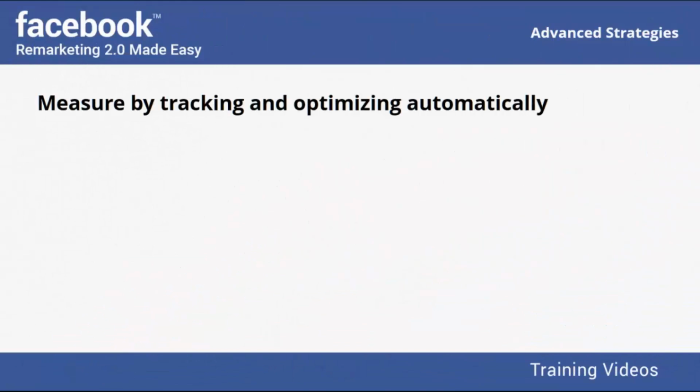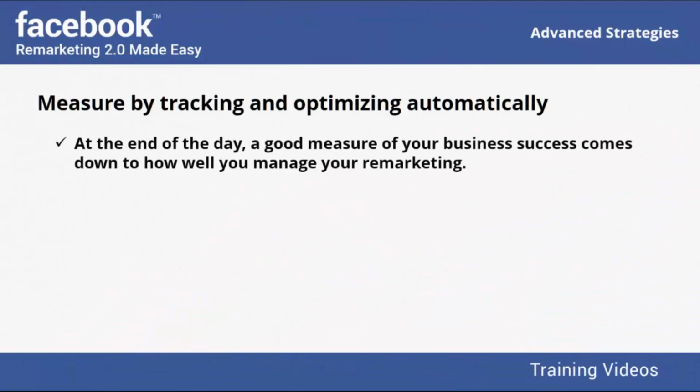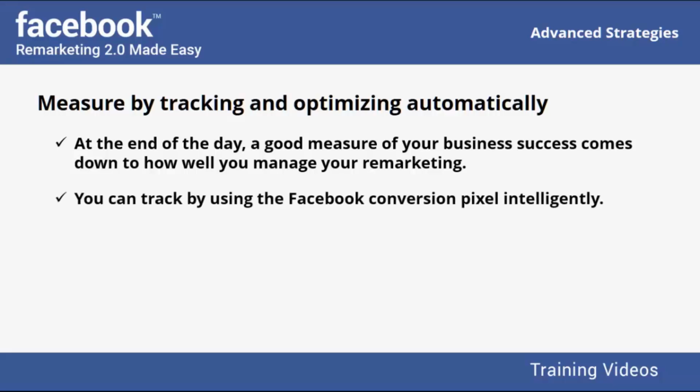Measure by tracking and optimizing automatically. At the end of the day, a good measure of your business success comes down to how well you manage your remarketing. Otherwise, there will be no customers to reach. You only get better at remarketing when you learn how to track and optimize. You can track by using the Facebook conversion pixel intelligently.